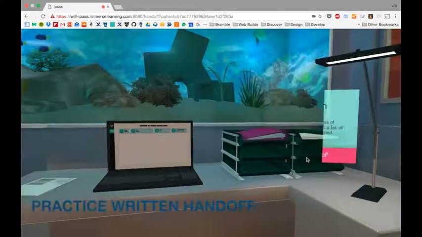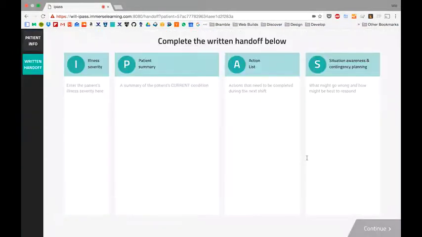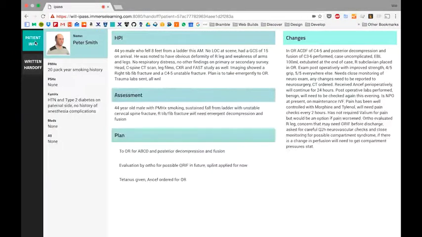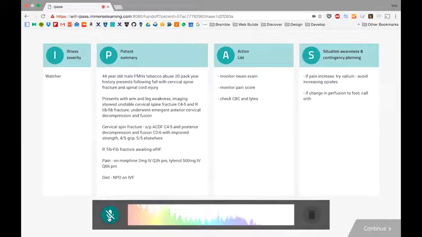The learner then enters a virtual computer screen here and types in a written handoff referencing the original history and physical exam as well as the changes over the course of the shift. And once they are done entering this written information, they can use that as a reference when it comes time to actually conduct a verbal handoff.